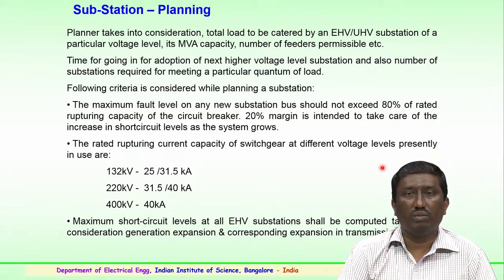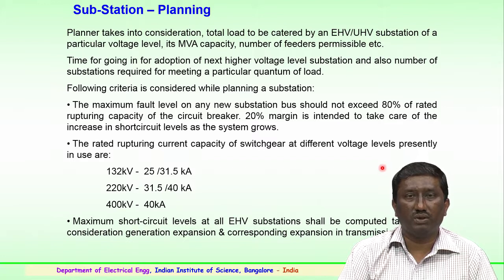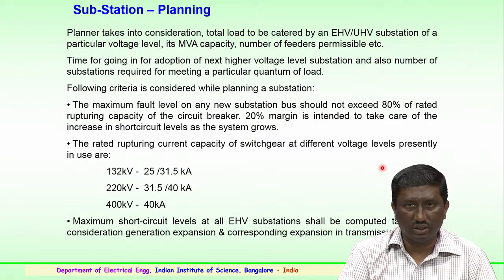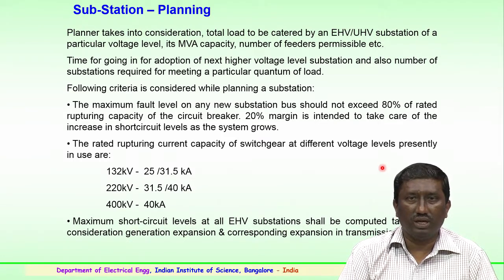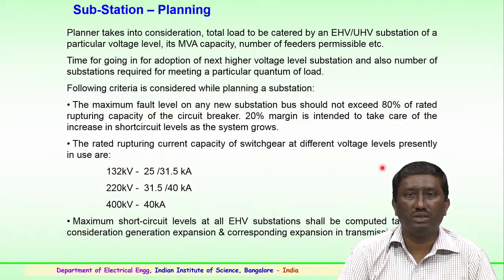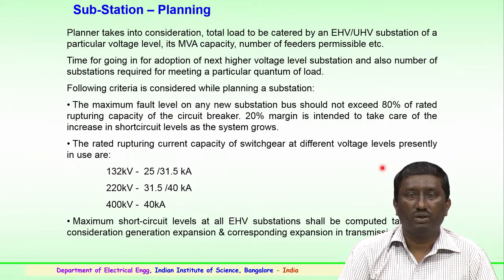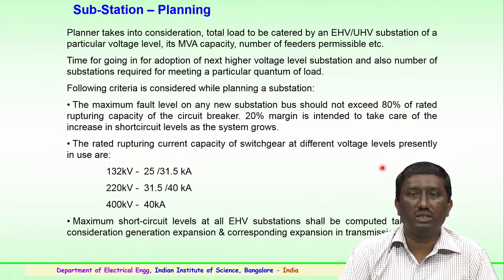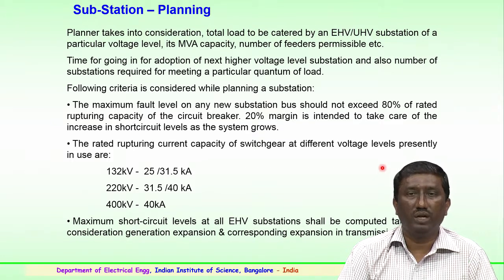Then 20% margin is intended. The 80% is for the rated rupturing capacity of the circuit breaker, and 20% is intended to take care of the increase in short circuit levels in case there is a future growth of the network. So, that is the reason this 20% margin is intentionally made available for the future scope.